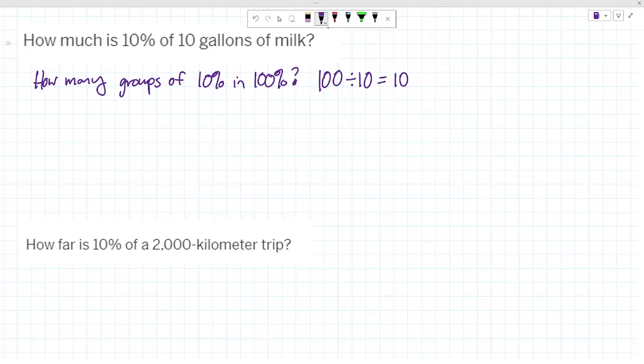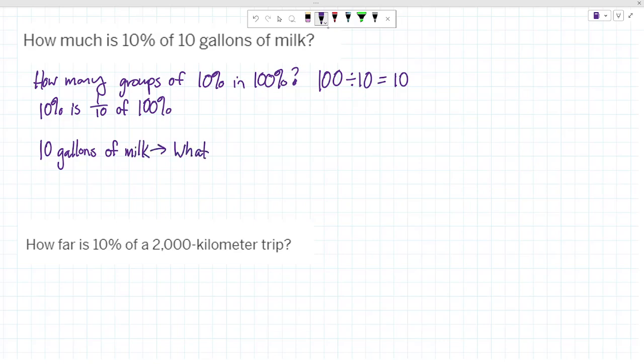So really we're saying that if we take 10 gallons of milk and we break that into 10 equal groups, how many things would be in each group? So 10% is like 1/10 of 100%. So if we have 10 gallons of milk, then what's 1/10 of that?